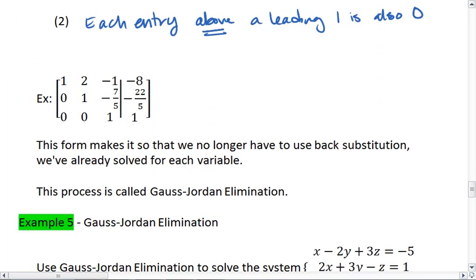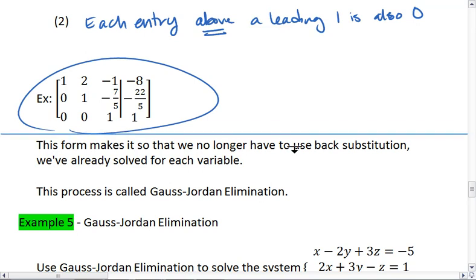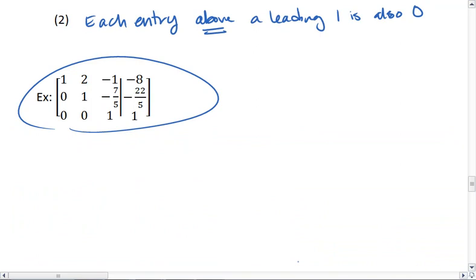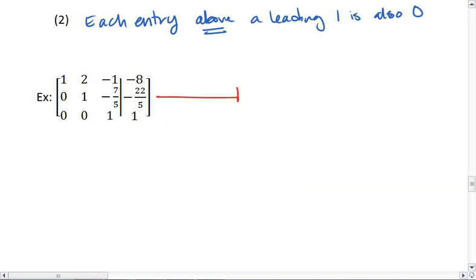For example, we have this form here, which we can change into what we would consider reduced row echelon form. And this is how we would do that. We now use the leading one down here to get rid of the numbers above it. So we're going to take 7/5 times row 3 plus row 2 and make that the new row 2.